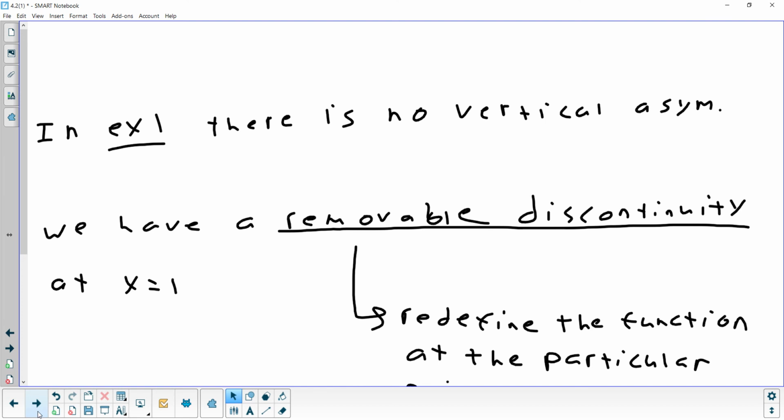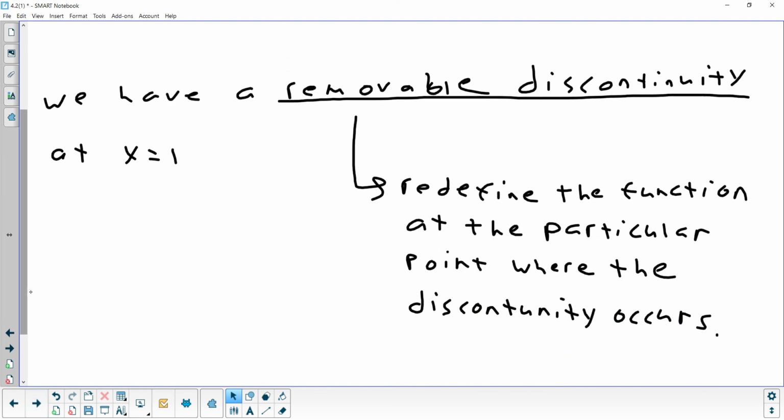that's called a removable discontinuity. All you have to do is redefine the function at that particular point and say, okay, use this formula most of the time, but if you run into the case where you have this certain value, don't use the formula. Do this instead. Okay? We're redefining the function at one particular point, which allows you to basically remove that discontinuity.